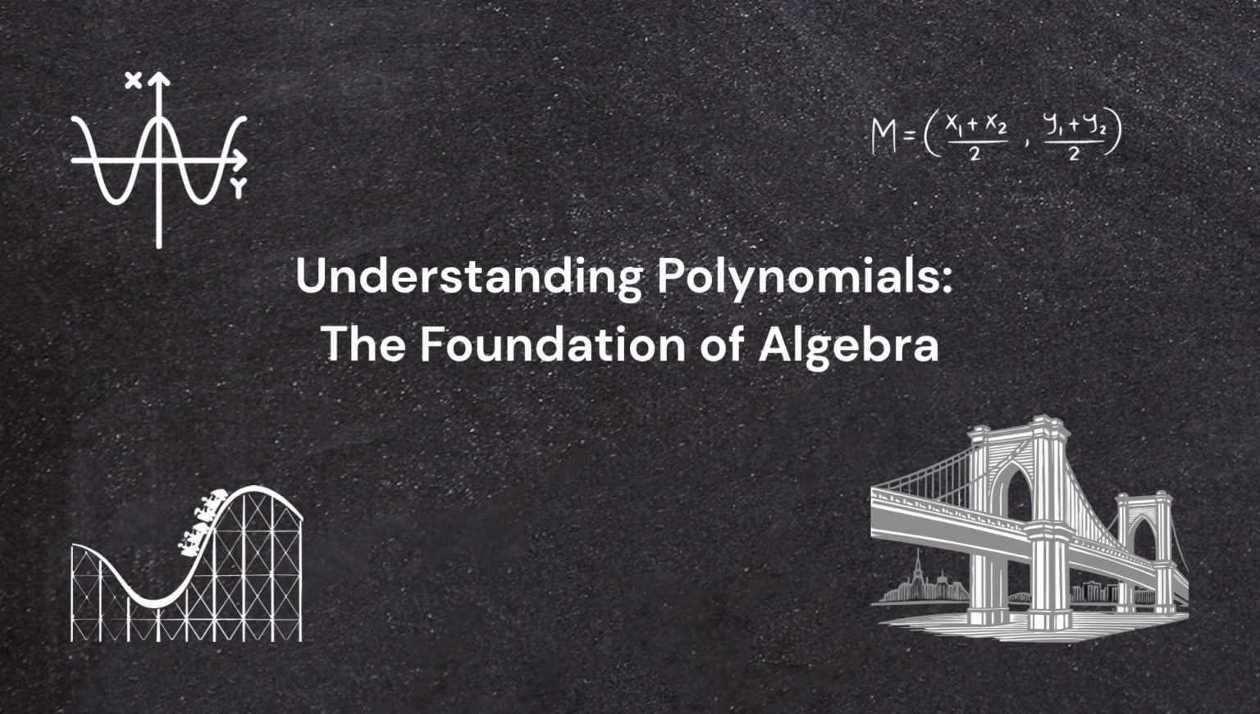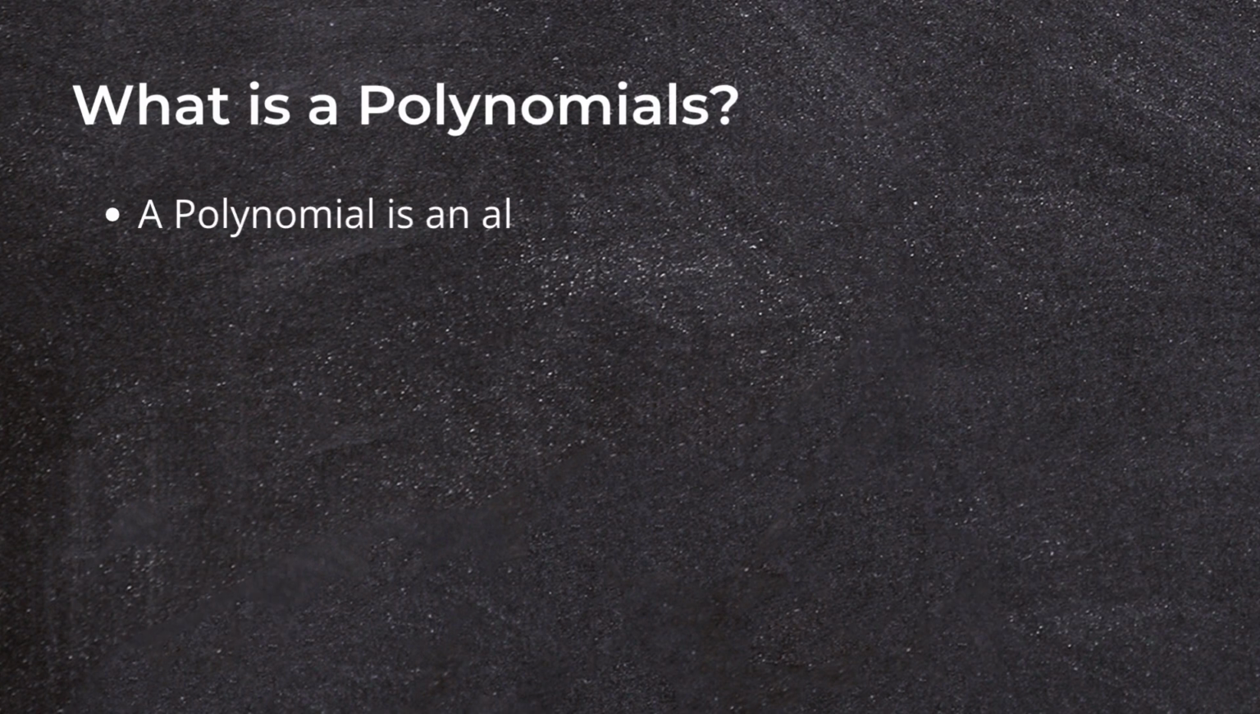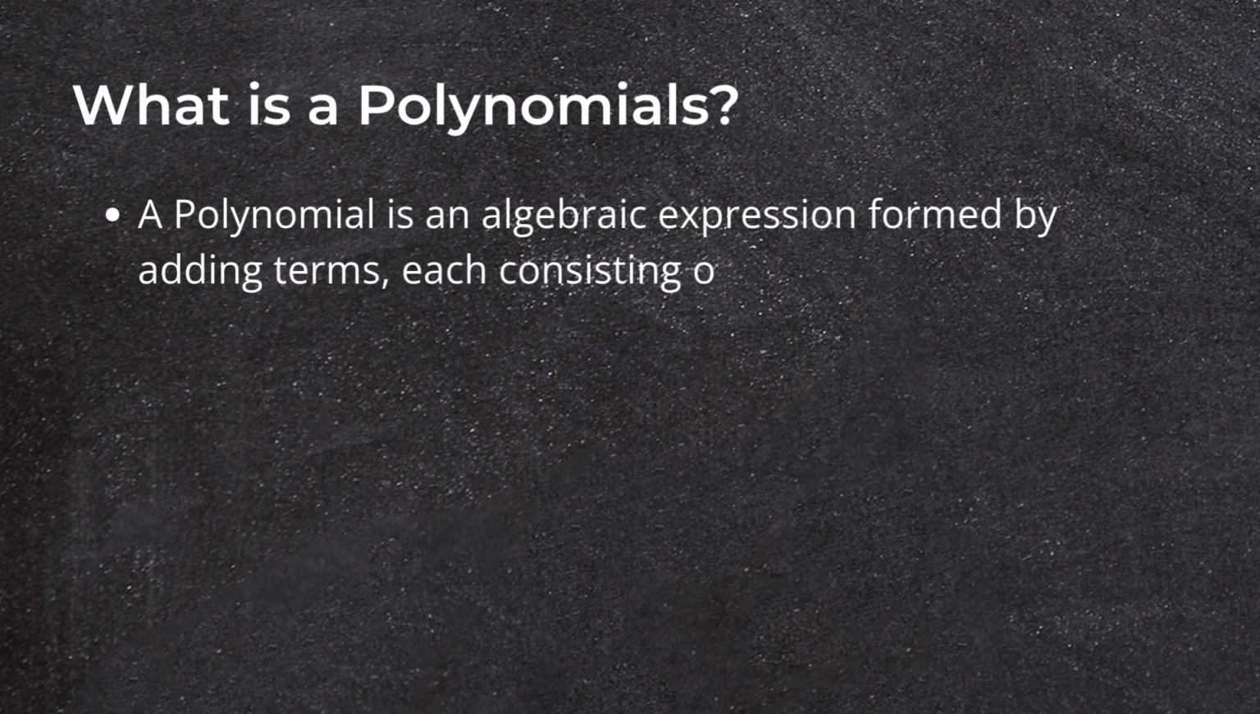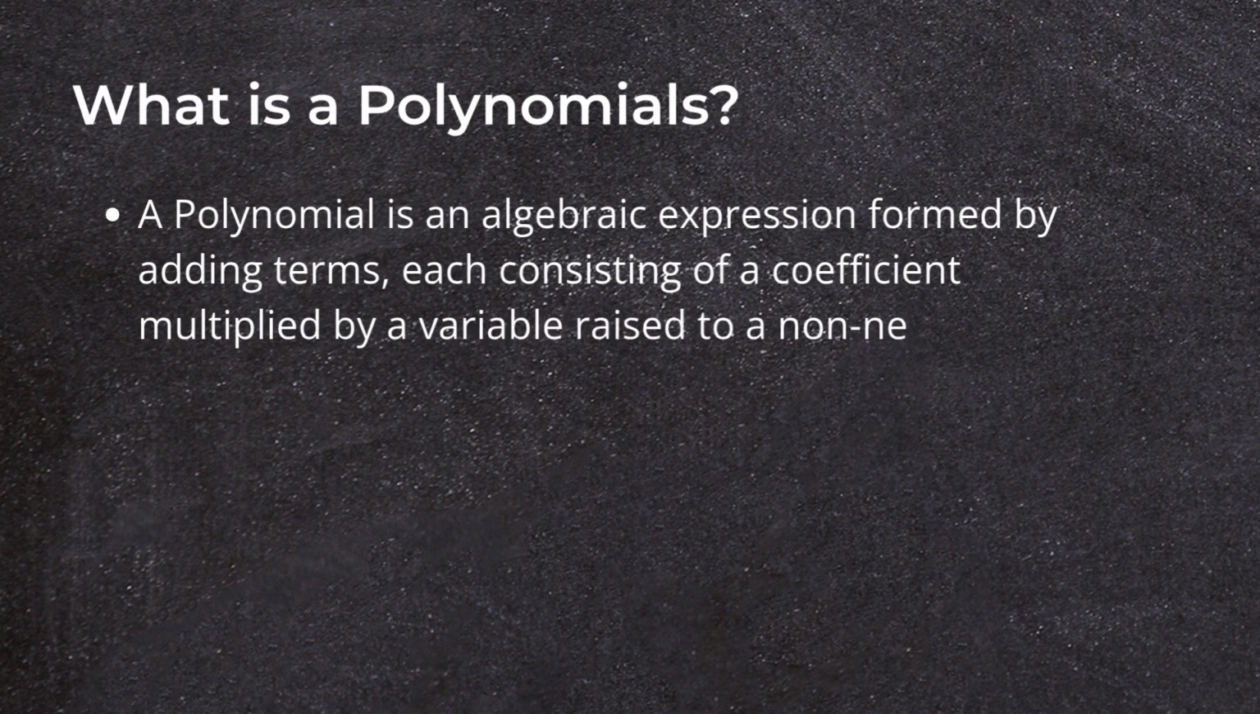Most phenomena in physics and engineering can be modeled with polynomials. But what exactly is a polynomial, and why do we study it? A polynomial is an algebraic expression formed by adding terms, each consisting of a coefficient multiplied by a variable raised to a non-negative integer exponent, meaning only whole number powers are permitted.